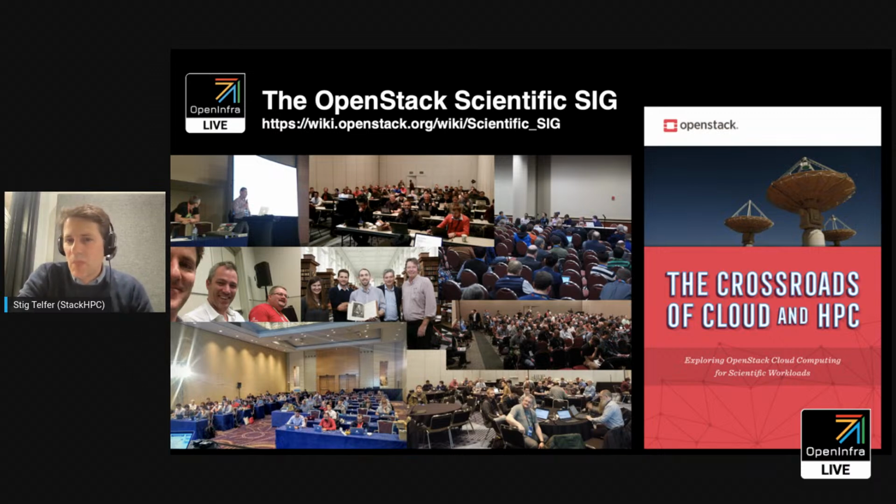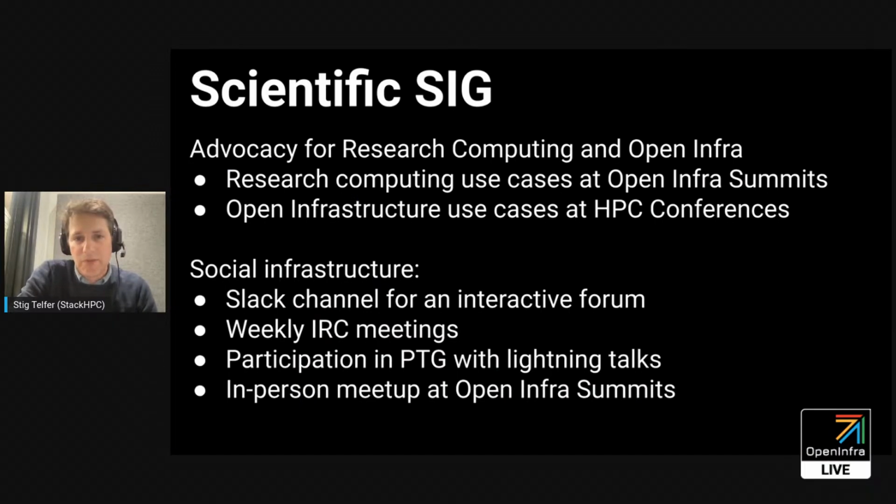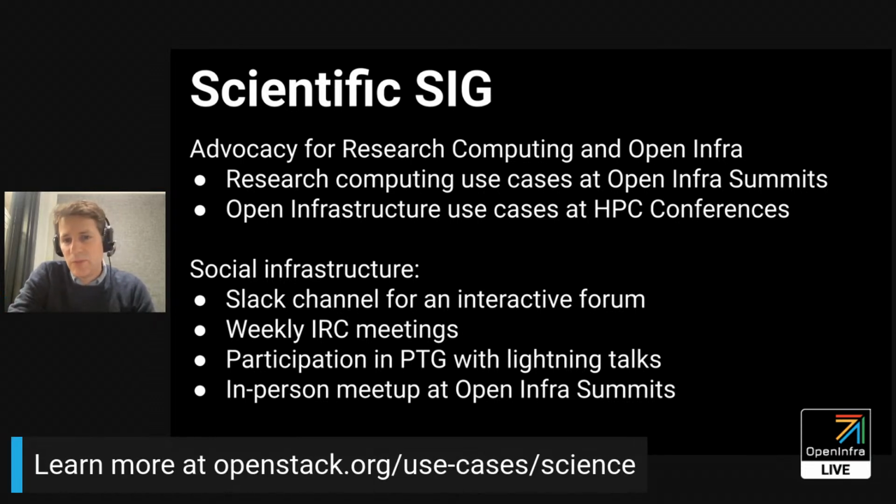So one of the things I would like to say is that if you're interested in the scientific SIG and the way that the scientific SIG solves these problems for OpenStack today, look out for the book, The Crossroads of Cloud and HPC, which is freely available from the OpenStack website, and has 7 chapters which cover different case studies, different topics around how to solve research computing and academic challenges using open infrastructure. And it's a tremendously good tool for this.